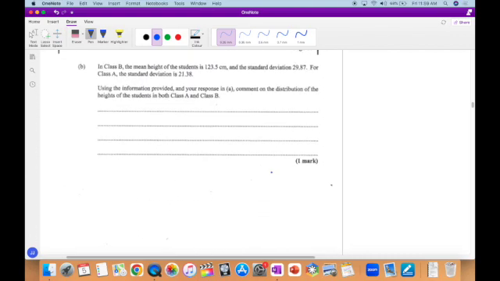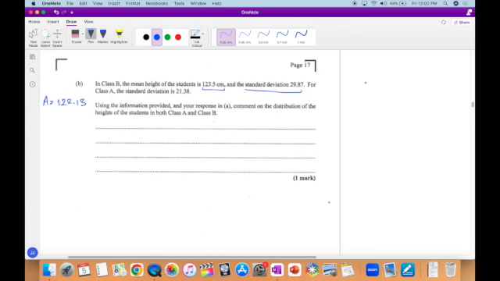In Class B, the mean height of the students is this. So in Class B, the average height of the student is 123, and in Class A, we got ours to be 122.13. So they're pretty similar, right? And a standard deviation of 29.87. So what standard deviation means is that we have a mean or average height of 123.5 centimeters.